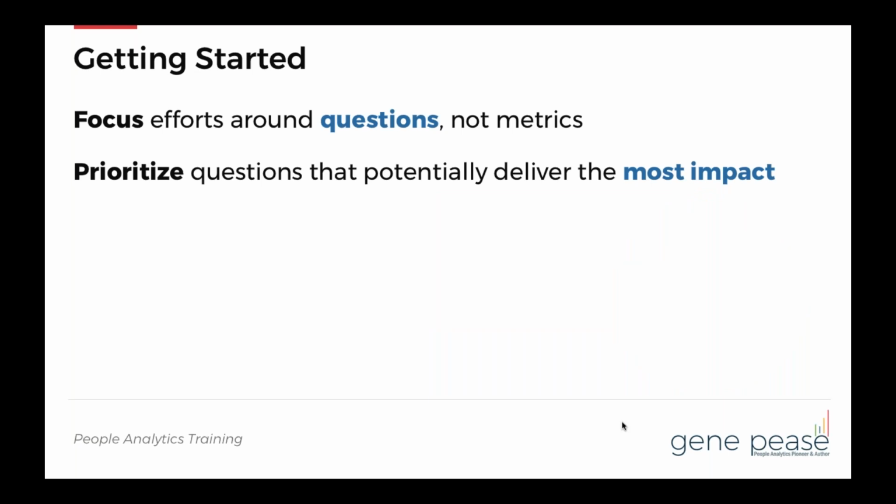Now, many companies I've run across always think about their data, and they think about what questions I may have around their data. And I contend, and most of the thought leaders in the industry agree with me, that you should not think about your data. You should focus your efforts at the very beginning around questions. And then once you've identified those questions, prioritize those that potentially deliver the most value. So do not take a data-first approach, please, because you're going to limit your thinking and limit your possibilities of problems you may be able to solve.